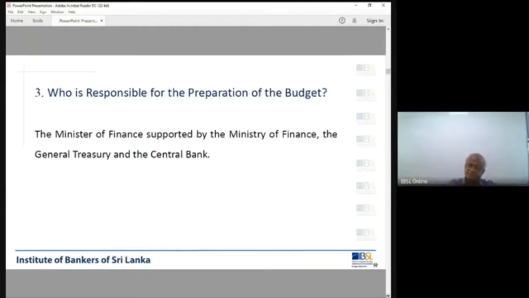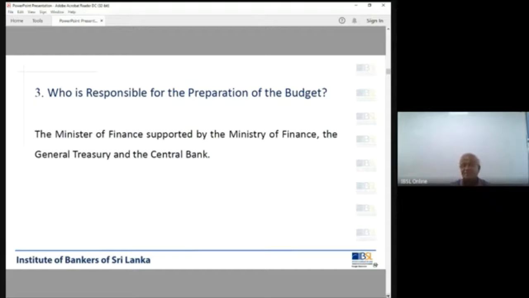Central Bank send their proposals. The Minister himself, the Minister of Finance, arranges meetings and gets their views and opinions. Then again, the Minister of Finance collects information from government institutions, government departments, and ministries about their requirements, their investment plans, and financial requirements.